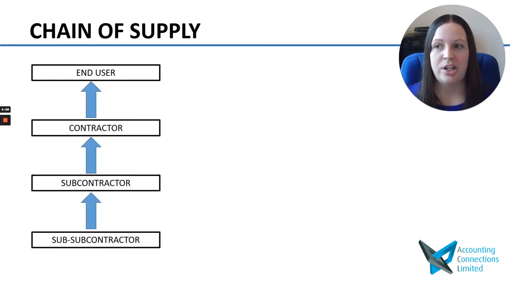So establishing a chain of supply. This is what a standard chain of supply looks like. You've got a subcontractor providing services to a subcontractor who sells those services onward to a contractor who sells the services to an end user.